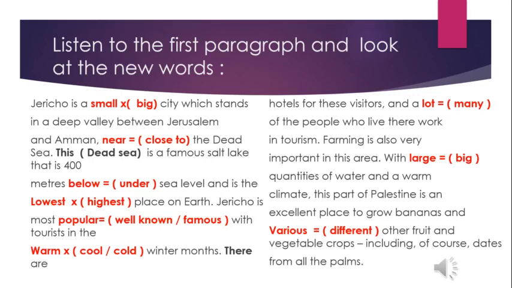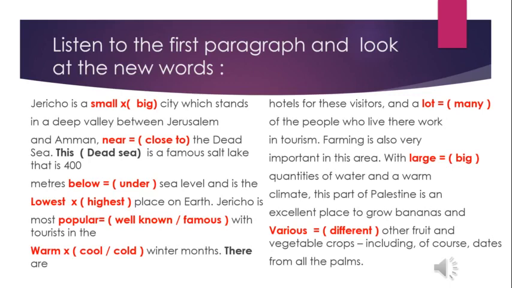Jericho is a small city which stands in a deep valley between Jerusalem and Amman, near the Dead Sea. This is a famous salt lake that is 400 meters below sea level and is the lowest place on Earth. Jericho is most popular with tourists in the warm winter months. There are hotels for these visitors, and a lot of the people who live there work in tourism. Farming is also very important in this area.